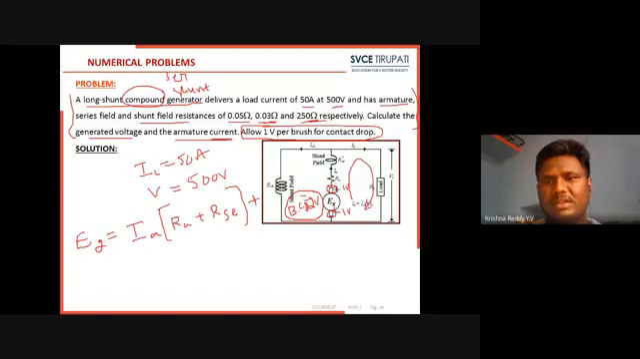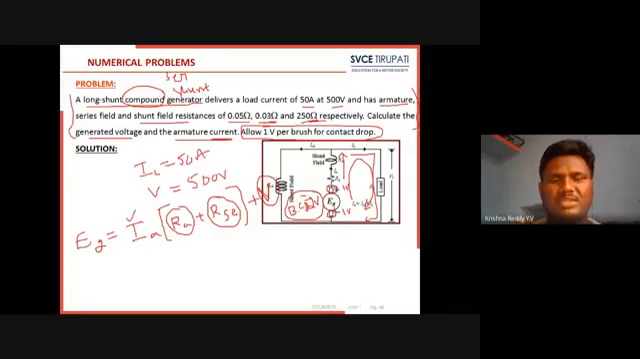Up to now we have been writing the equation. Next, the voltage across the load is V. We know the value of voltage V, and we know the value of RA and also the value of RS. Now we need to calculate the armature current.